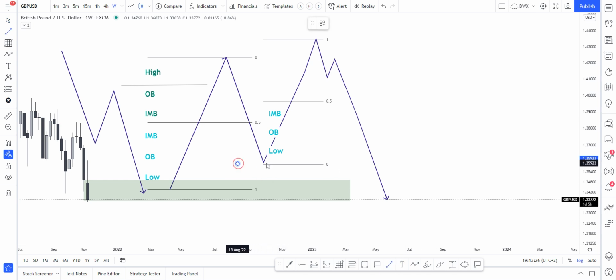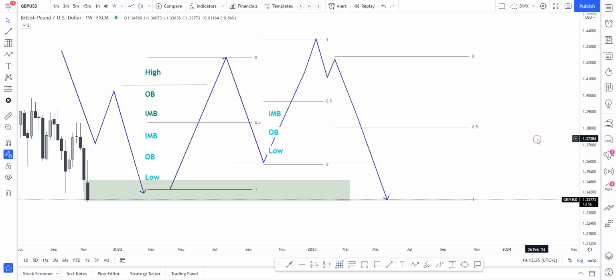Now we broke the structure. Now we have a structure break over here. This is now our structure break. Now we have a new leg to work from. It's important that the leg should break structure. Now this leg towards the downside broke structure.